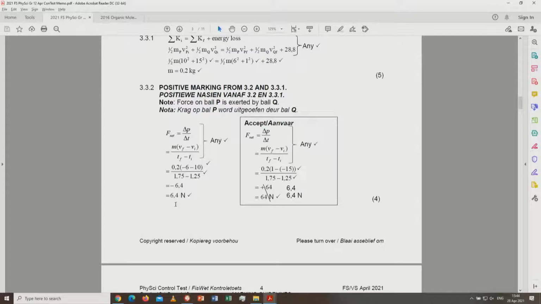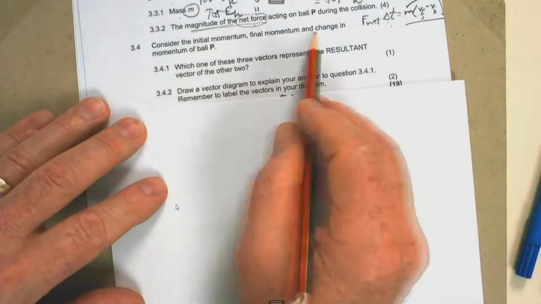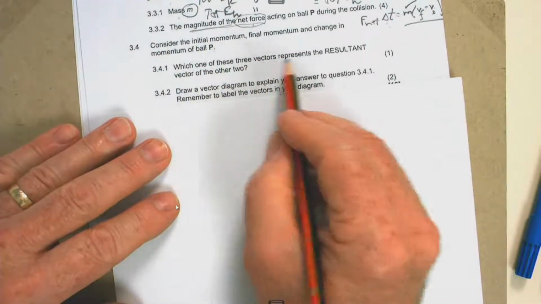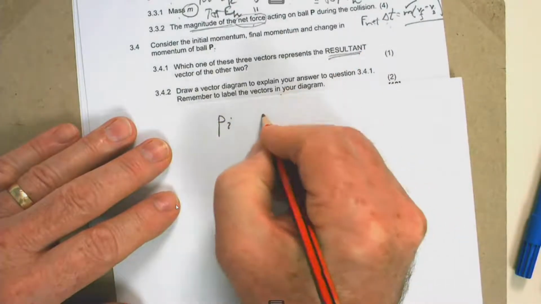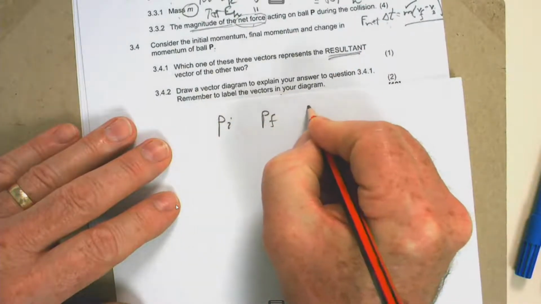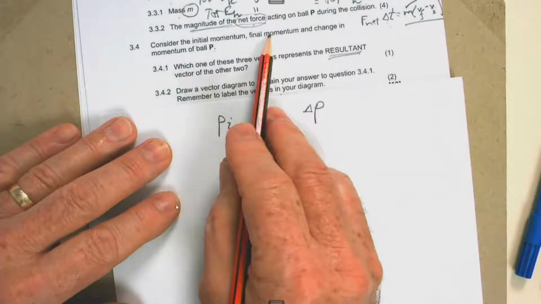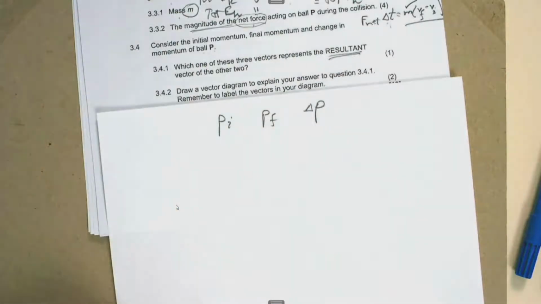Now, look at this one here. It says, consider the initial momentum, final momentum, and change in momentum of ball P. Which one of these three represents the resultant vector? In other words, initial, final, and change in momentum: which one of these three is the resultant of the other two? Now, this is absolutely beautiful.